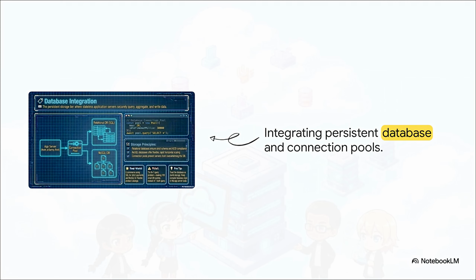The final step in this stack is persistent storage. Your stateless application server needs to securely query user data. But listen, if 10,000 users hit the app server at once, opening 10,000 direct database connections is going to crash your entire system instantly. No way around it. Instead, we use connection pools. The app server utilizes a limited pool of persistent connections to safely query relational databases like Postgres or flexible NoSQL stores, making sure the storage tier never gets overwhelmed.